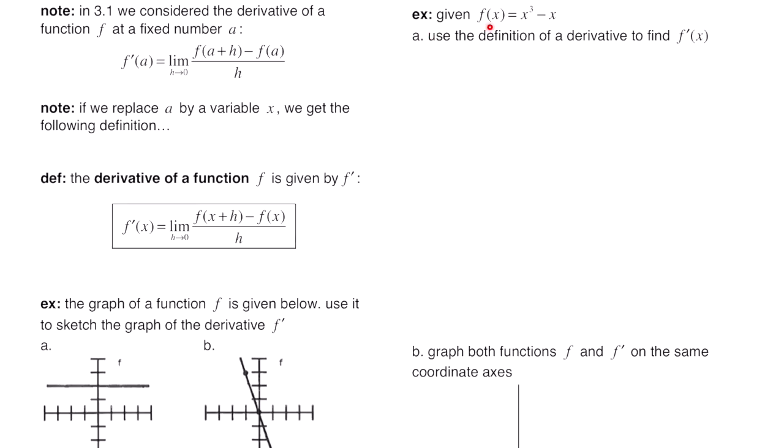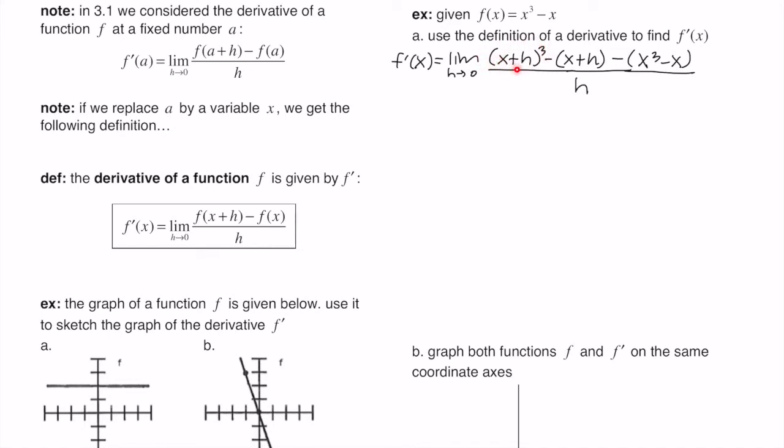This example says given f equals x cubed minus x, part A says use the definition of a derivative to find f prime. So according to this definition, we have f of x plus h. So right here, we're going to plug in x plus h for both of these x's. And then we subtract f of x, and it's all over h. Right here, we have x plus h quantity cubed.